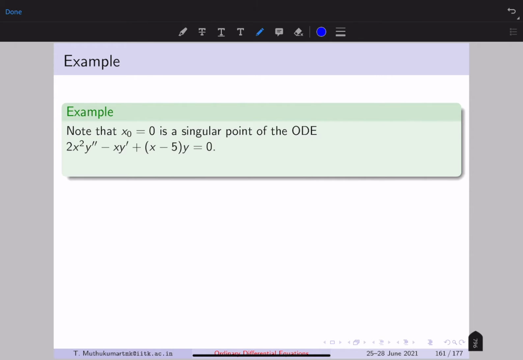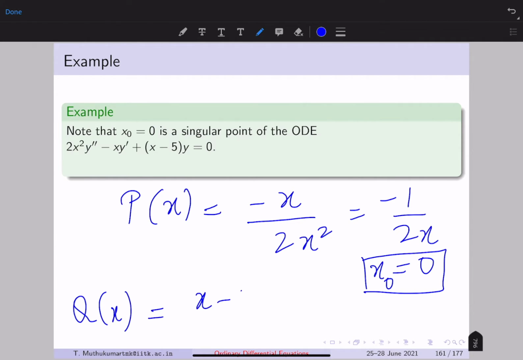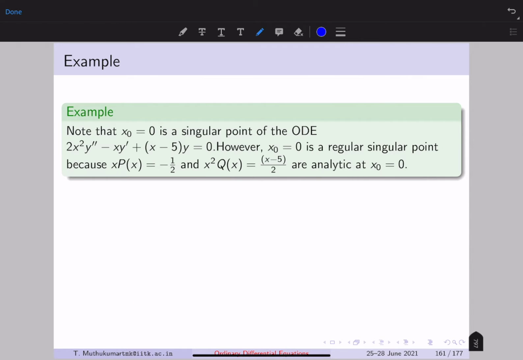So take this ODE. In this case, if you notice, your coefficient p is minus x by 2x squared, which is minus 1 over 2x. So x naught equal to 0 is a singular point, right? Similarly, q of x is equal to (x minus 5) over 2x squared. Again, x naught equal to 0 is a singular point for q as well, right? So both these are singular points, whereas let's see whether it's a regular singular point or not.